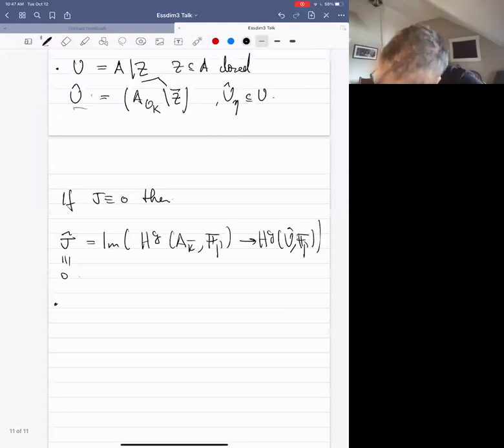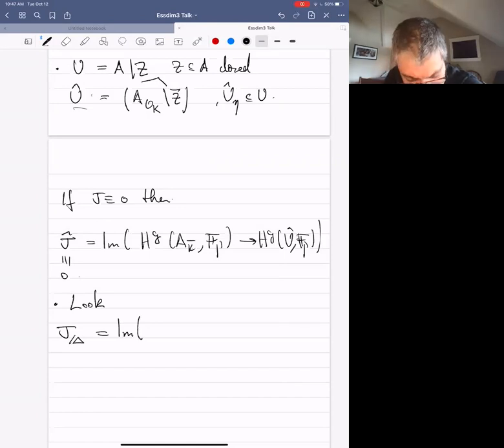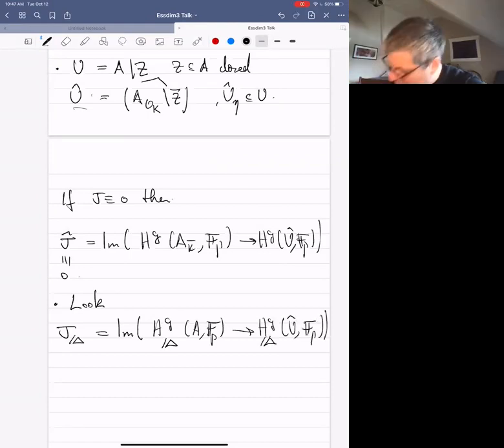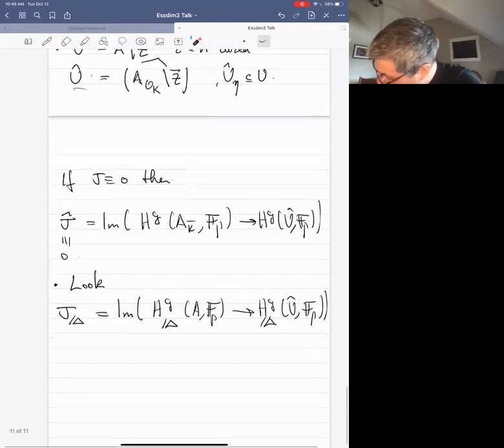Now let's look at the following thing. So we want to use our prismatic cohomology. So we're going to look at J delta, J prism. This will be the image of the same thing that I considered before, but now for prismatic cohomology. So I'm going to look at the image of this guy. And here this is where I should put U hat, okay? It's funny, I told you could ignore the U hat, in my notes I actually did ignore it.